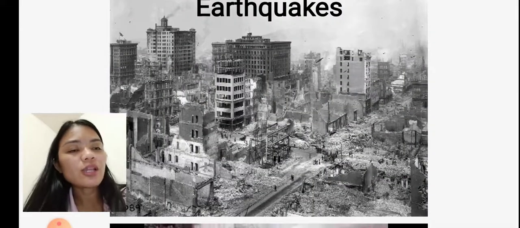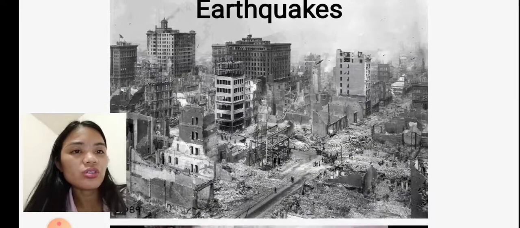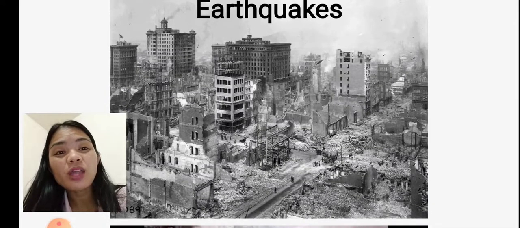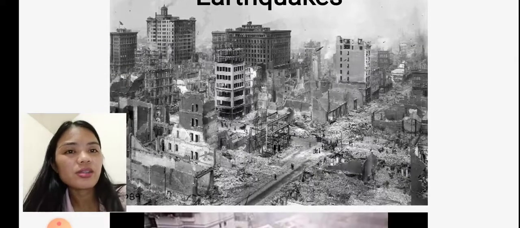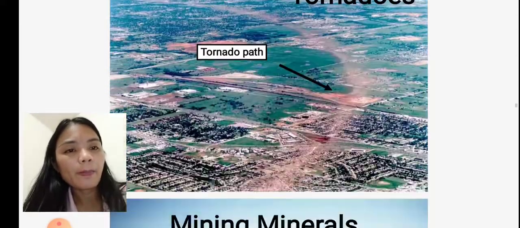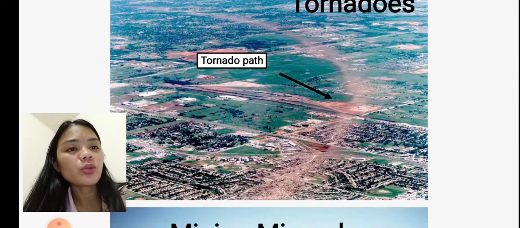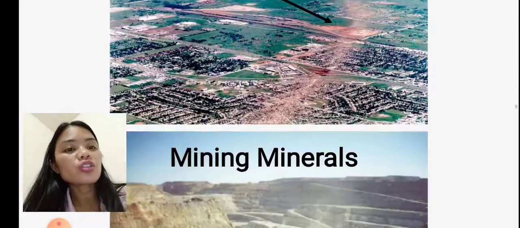Earthquake is another example of how the spheres interact with each other. Kaya ang dangerous pag meron tayong mga negative effect of the interaction. But more on positive pa rin. Tornadoes. So, this is the movement of the air and water. Pwede. So, nandun yung connection.